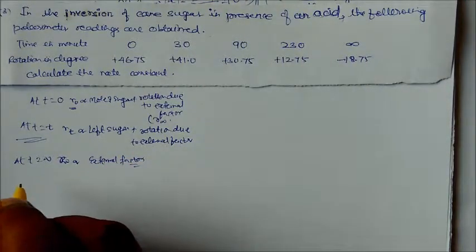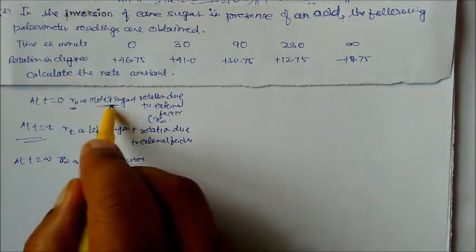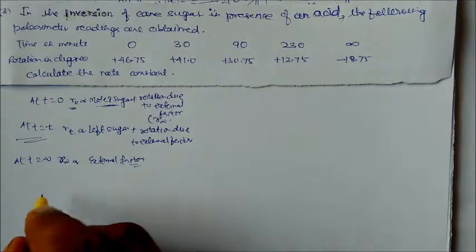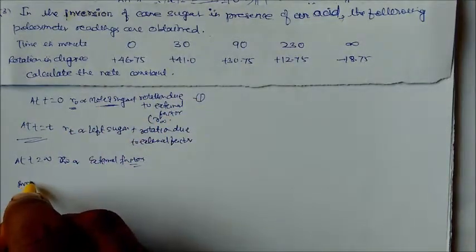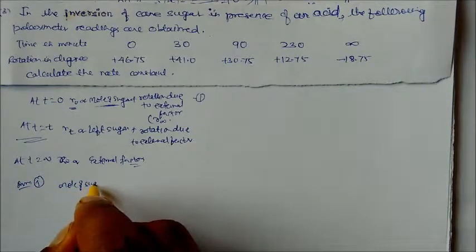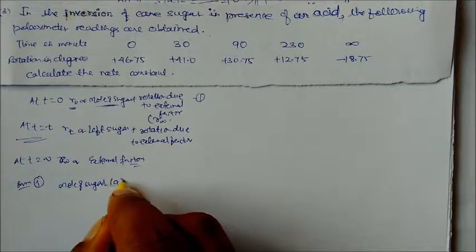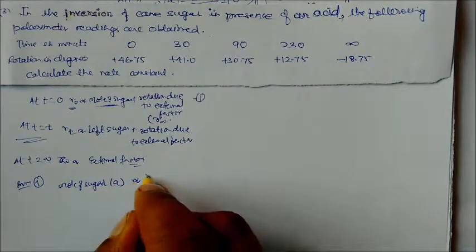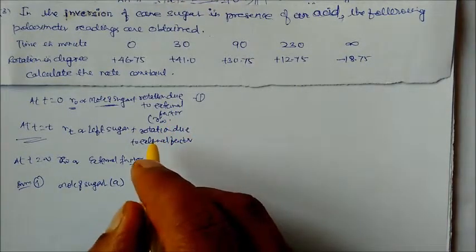Now if you see here, the moles of sugar. We have to find the maximum rotation. So here sugar, meaning cane sugar, is at maximum, and I am taking this as A. So A is proportional to R0 minus R infinity. So these are the external factors.